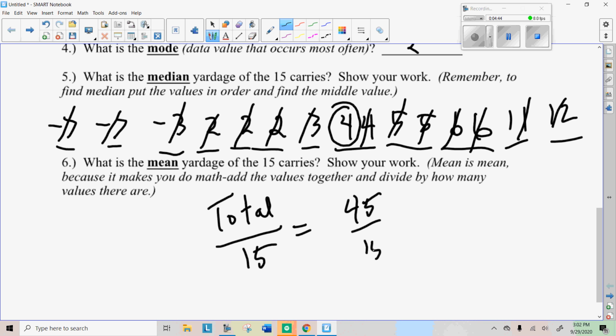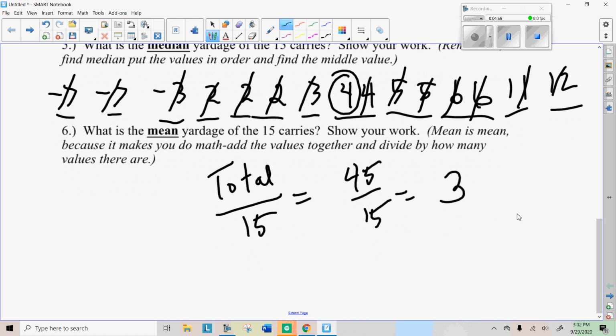Divided by 15 equals 3. So the average carry is 3 yards. Well, the arithmetic average, which we call the mean. Okay? The median is also an average. It's the one right in the middle. All right. Let's move on here.